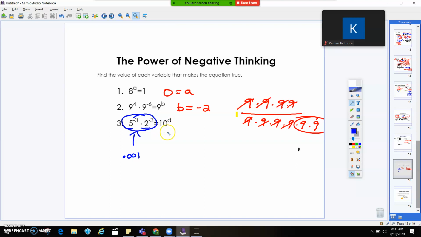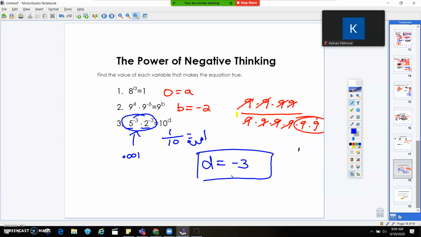Well, my question to you, what is 1 divided by 10? If I put that in my calculator, it's roughly 0.1. So in order to get from 0.1 to 0.001, I'm going to move the decimal place over 2 more times, right? Which means that I have flipped this, right? I've gone from 10 to 1/10, which means that d is going to be negative, as well as you moved the decimal place over 1, 2, 3 times. So d is actually going to equal negative 3.